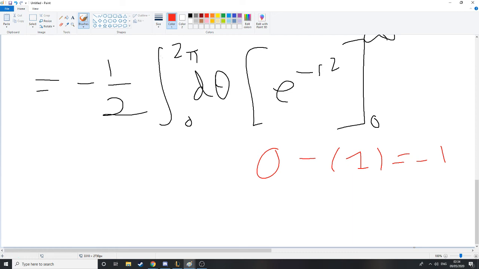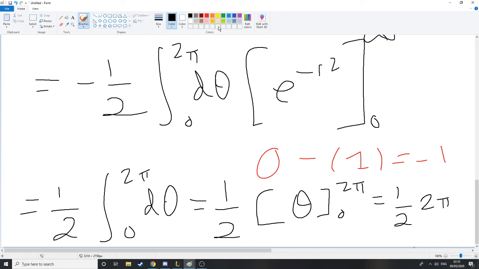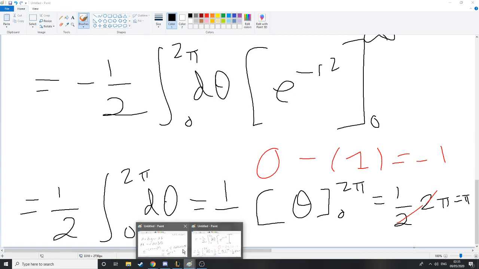And then you can see that for the final integral, you can take the minus 1 out as well, so we're just going to get half the integral from 0 to 2 pi d theta, which is clearly just half of theta evaluated at these limits, which is just half of 2 pi. These cancel out, and then we're just left with pi. Alright, let's go back to the start and wrap this up.